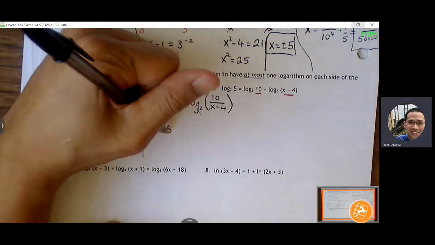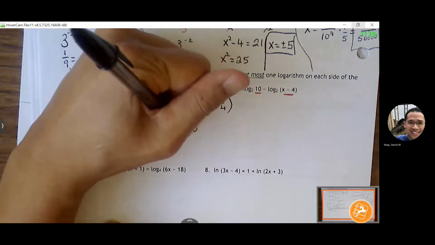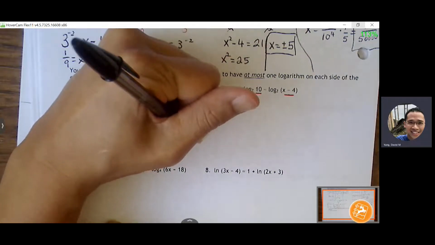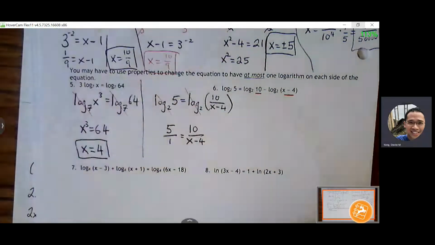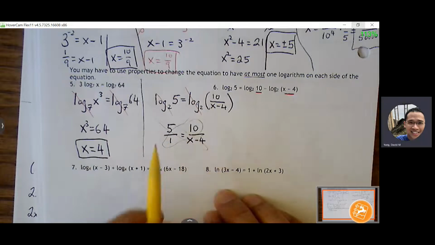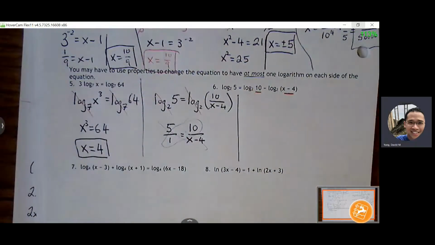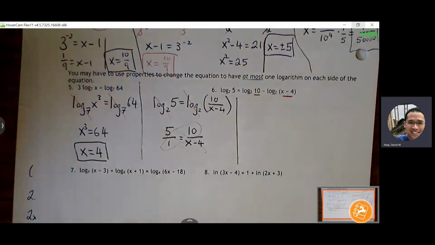Okay, I'll put that 5, make it 5 over 1. And I can just cross multiply and solve for x. Right? Whenever I see a fraction equal to a fraction, I find that's the easiest way to get the denominators out of the way. Okay, cross multiply.